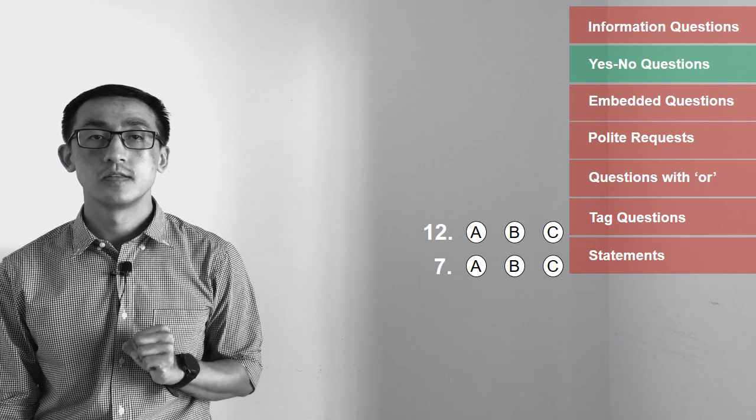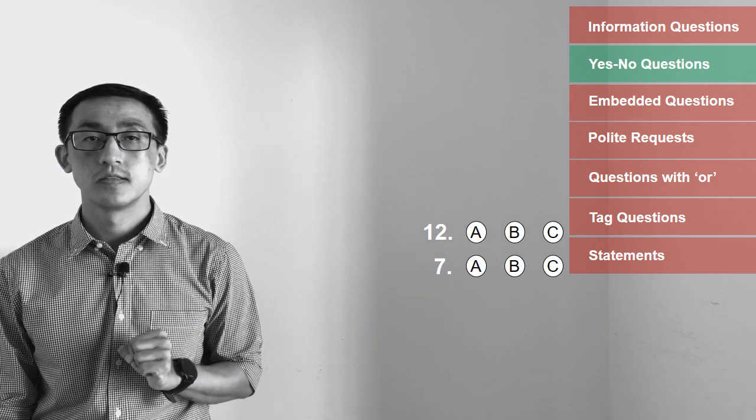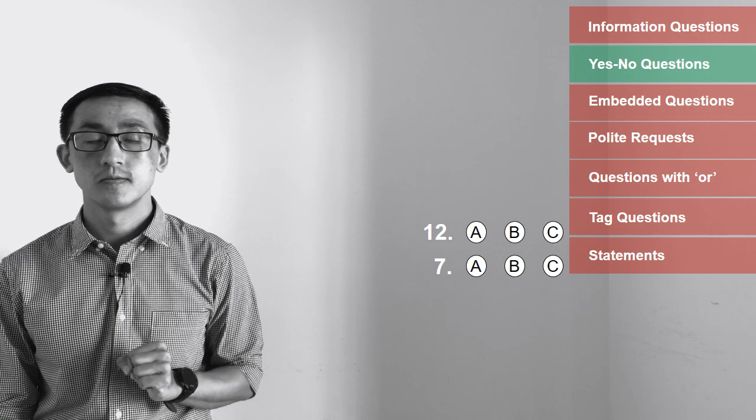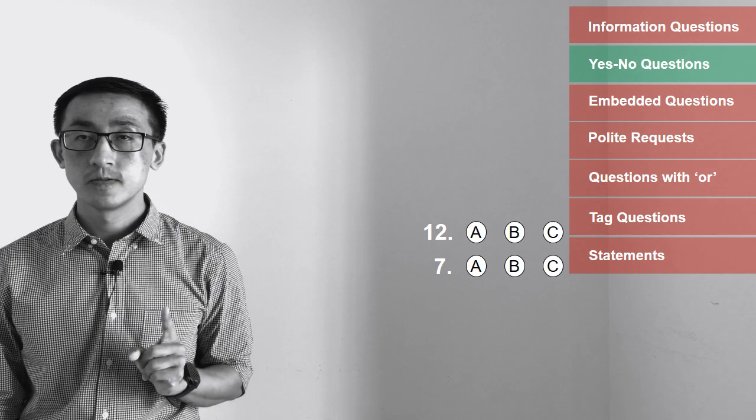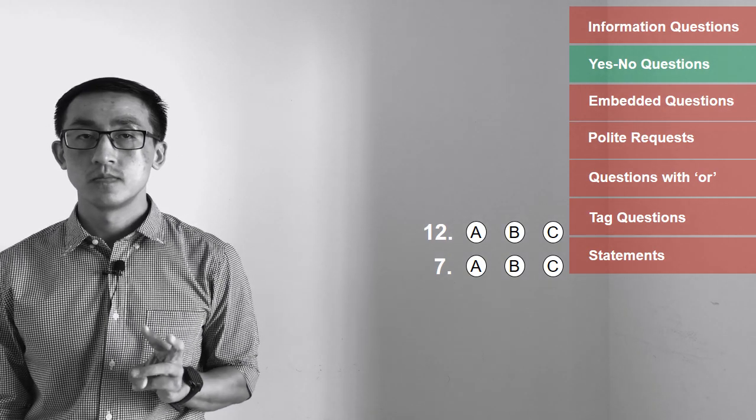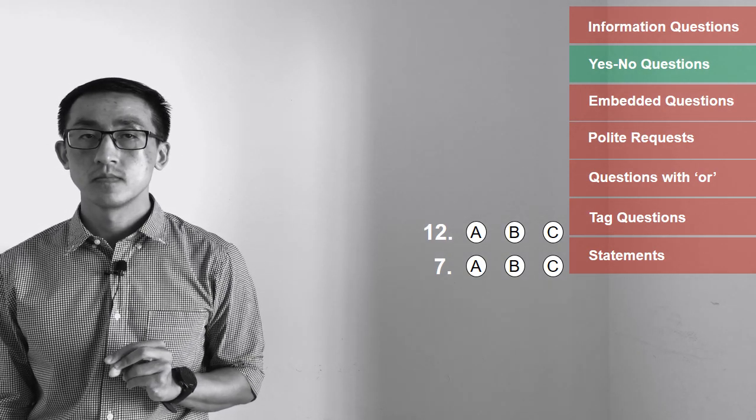Number 12. Have you seen the mop anywhere? A. It was nice to see you too. B. I left it in the storage room. C. Put them on the top shelf.